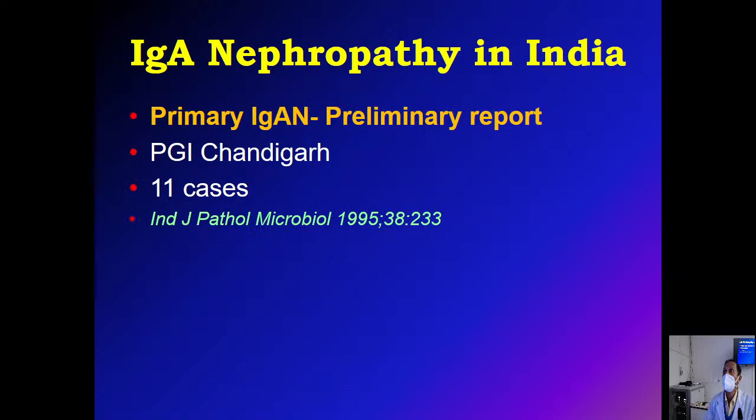What about our country? The first report of IgA nephropathy in the literature is of 11 cases from PGI Chandigarh in 1995 in the Journal of Pathology and Microbiology. Actually, I think AIIMS, PGI, and CMC were the earliest institutions which had IF. Other institutions did not have IF till recently. So 1995 was the first time the first report came from Chandigarh.